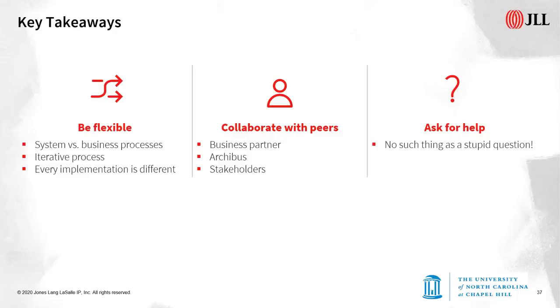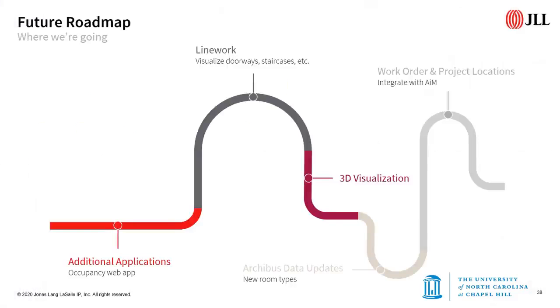Another key takeaway was to collaborate with peers. This was a very collaborative project. We worked hand in hand with JLL, Archibus, our stakeholders, and technical resources, and they were all integral to the success of the project. Ask questions of those peers and really get to know this extension as well as other connectors in Archibus. We've found already that there's so much power in the connectors and having this data where we can leverage it across systems.